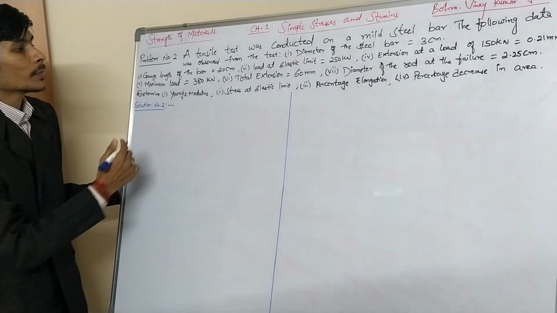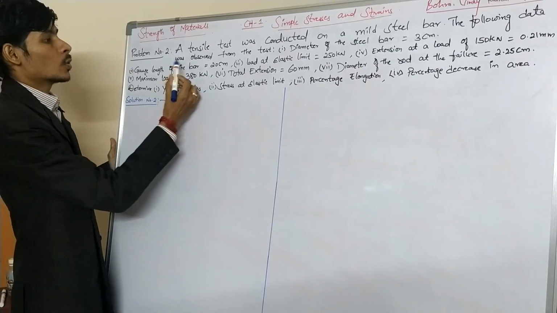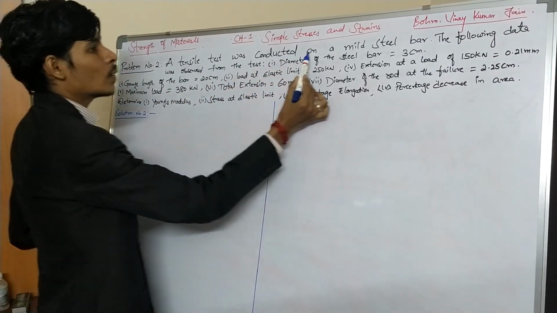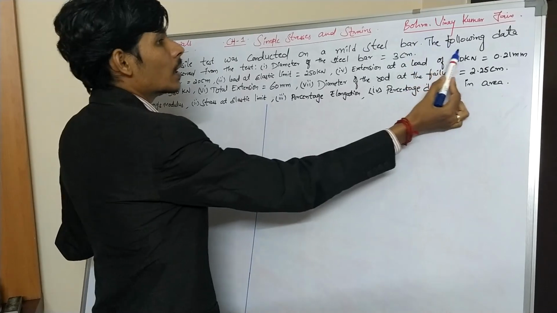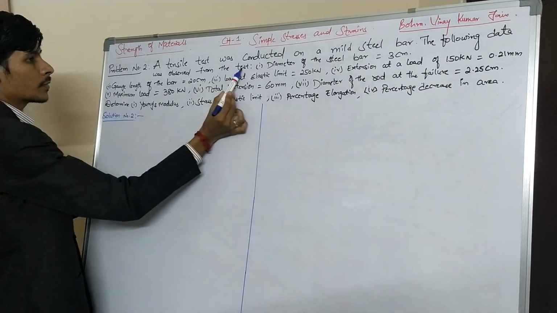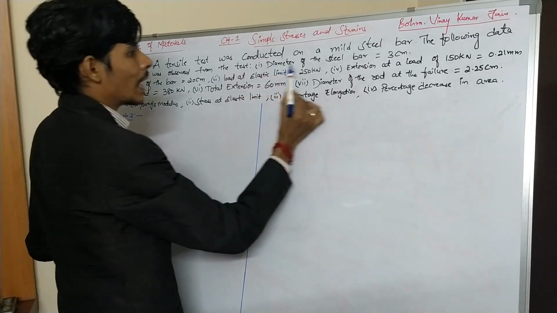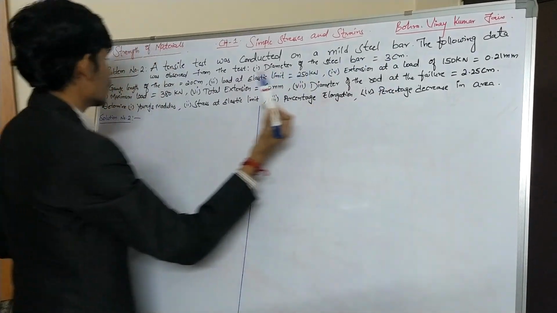So coming to problem number 2. The question is, a tensile test was conducted on a mild steel bar. The following data was observed from the test. The given data is diameter of the steel bar, 3 centimeters.